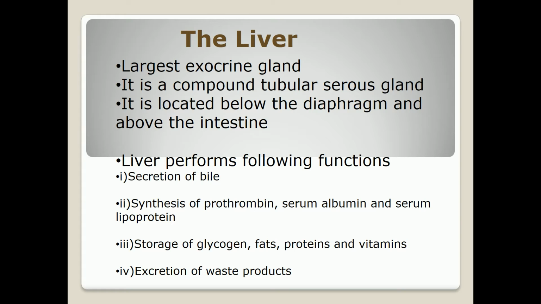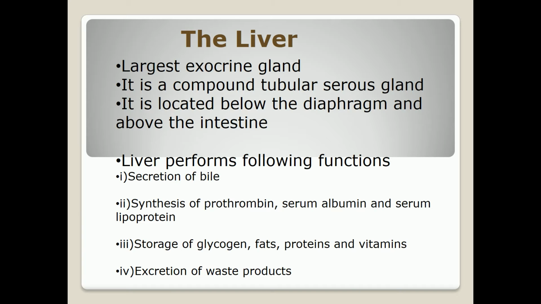The liver is the largest exocrine gland in the body, which is basically a compound tubular serous gland. It is situated below the diaphragm and above the intestine and is held in position by connective tissue membranes.